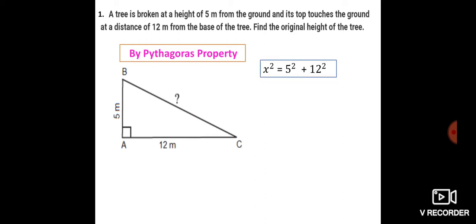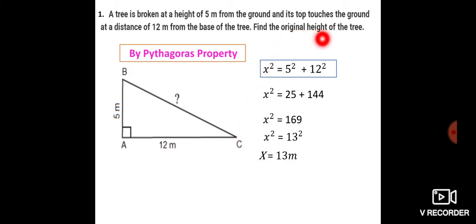x square equal to 5 square plus 12 square. Hypotenuse square equal to legs square, that is 5 square plus 12 square. x square equal to 25 plus 144. 25 plus 144 is 169. 169 is which number square? 13 square. x equal to 13. That is, this height BC is 13.